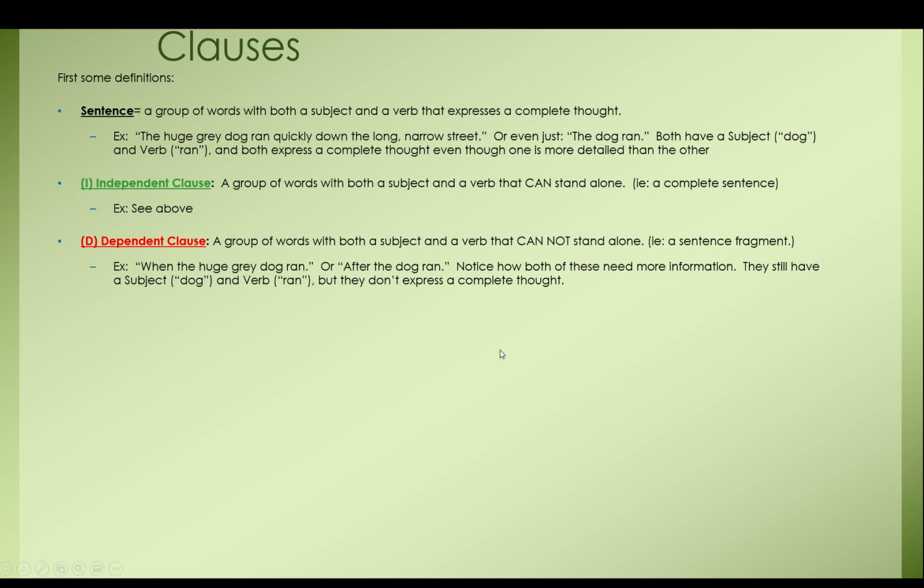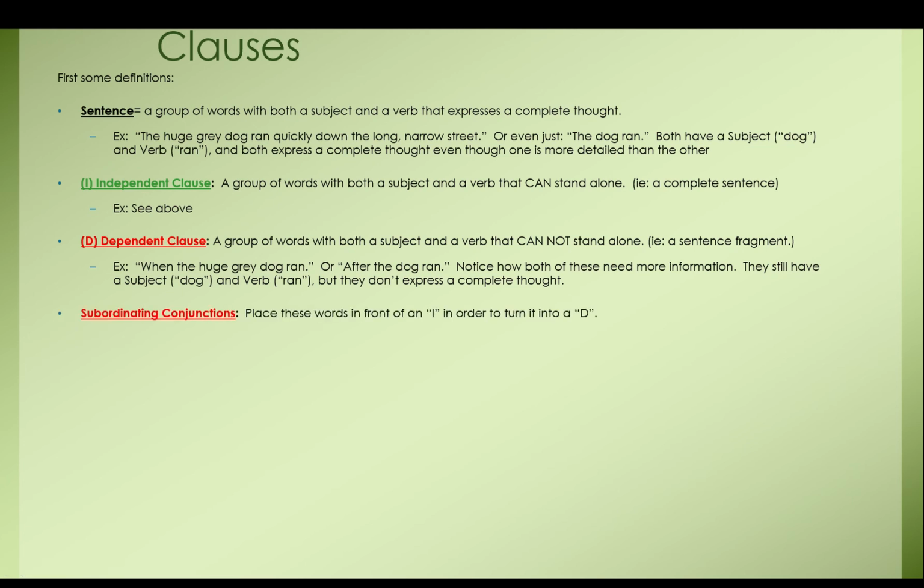What happened when the huge gray dog ran? Or after the dog ran, same thing. You can hear how if you read it out loud, it needs more information. It's not a complete thought. But still, it's a dependent clause, so it has the subject, dog, in both of those. It has the verb, ran, but that one extra word at the beginning turns it into an incomplete thought. And we'll talk about why you want to actually know how to use dependent clauses. They will come in handy, so we'll get to that.